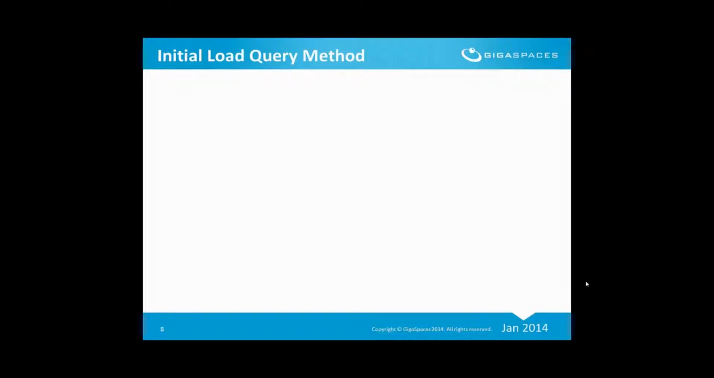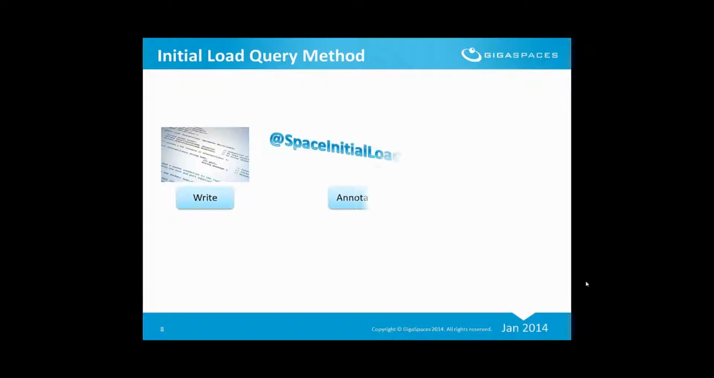To add a new initial load query, follow these steps. Write a method that returns the where clause of the query as a string. This method may receive 0 parameters or a single parameter of type cluster info. Annotate the method with a new annotation, space initial load query. Finally, place the method anywhere in your codebase.